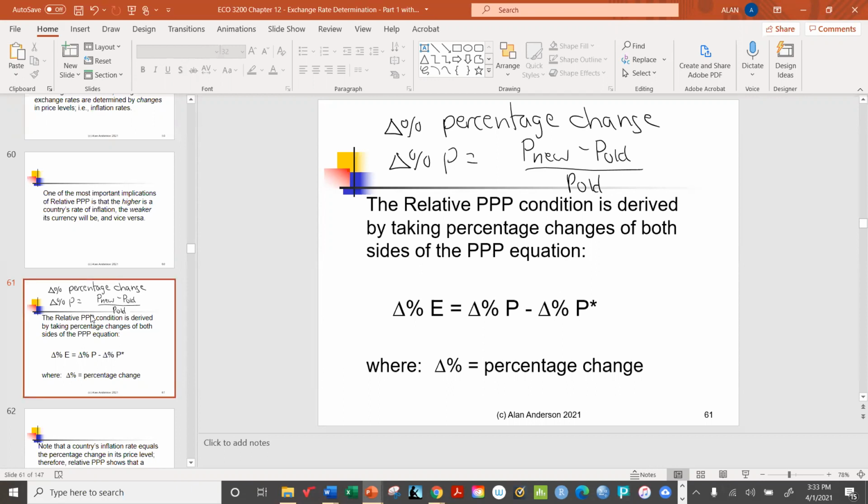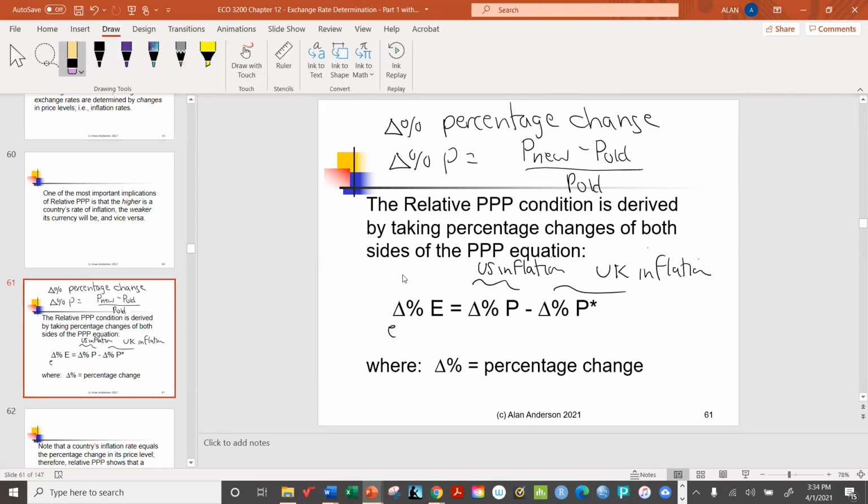Now, here, this is the percentage change in the CPI. That means that this is US inflation, because that's how it's actually calculated. And that means this is UK inflation. And so this, of course, would be the percentage change in the dollar-pound exchange rate. All right, so how would that work?